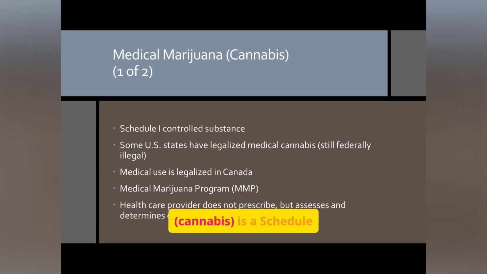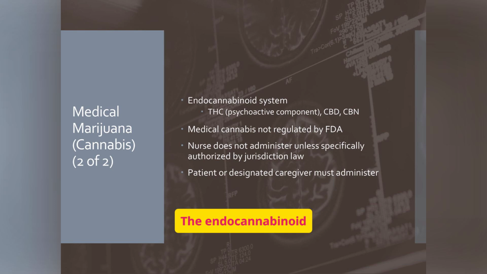Medical marijuana, cannabis, is a Schedule I controlled substance. Some U.S. states have legalized medical cannabis, but it is still federally illegal. Healthcare providers assess and determine qualifying conditions. The endocannabinoid system plays a role in pain modulation. THC, CBD, and CBN are components of cannabis. Medical cannabis lacks FDA regulation, and nurses' ability to administer it is limited by law. Without standardized doses, patients may experience inconsistent effects. Providers need to guide safe use and monitor for side effects or misuse.